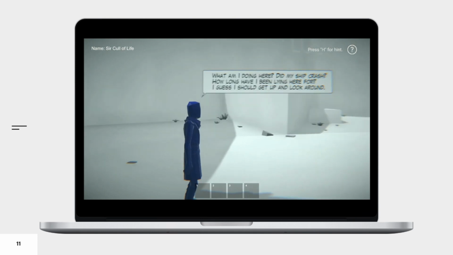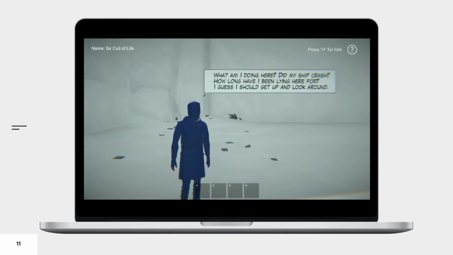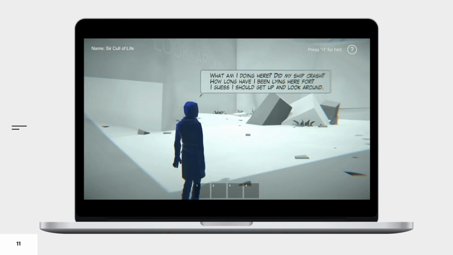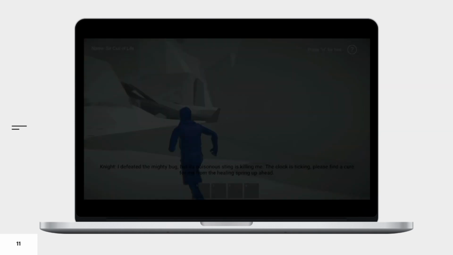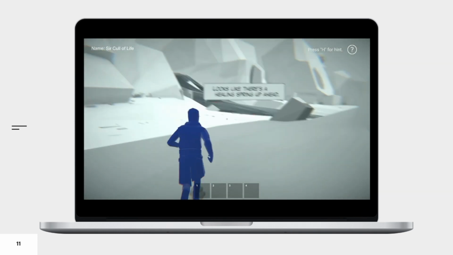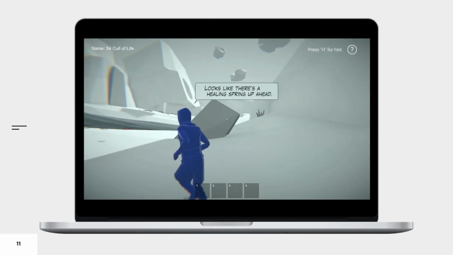What am I doing here? Did my ship crash? How long have I been lying here for? I guess I should get up and look around. Looks like there's a healing spring up ahead.